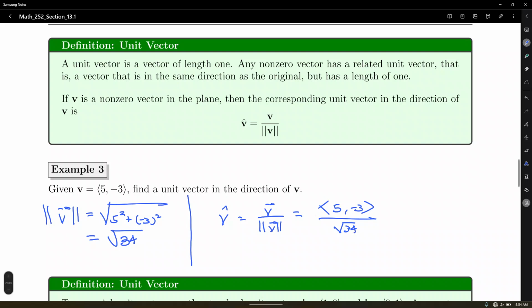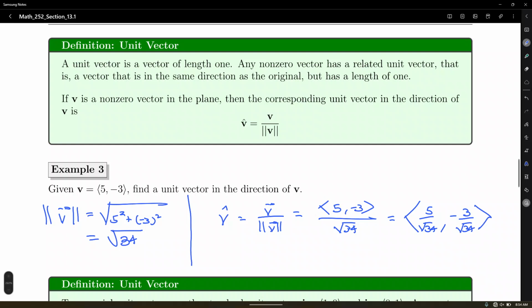If we had a nice integer that goes into any of those numbers, then perform the calculation. But in this case, we're just going to leave it like this. 5 over the square root of 34, comma, -3 over the square root of 34. Now, your question might be, do we have to rationalize the denominators? No, that's fine. You may leave it like this.